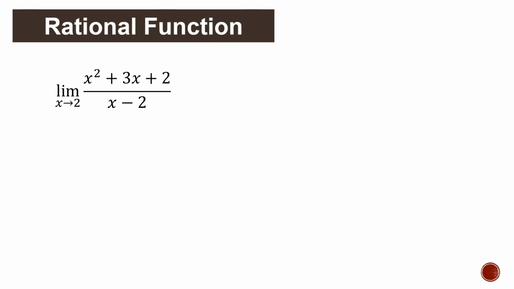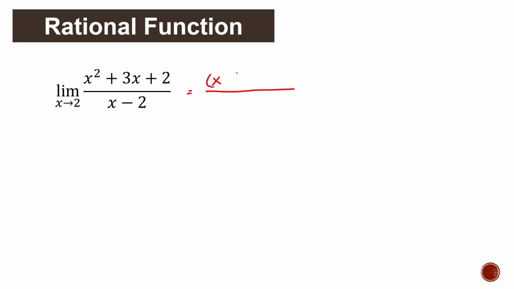Next example, here we have a rational function. So for the rational function, we cannot just directly substitute the value of c to x, because if we do that, in most cases, you're going to have an incorrect answer. So to avoid that, what we need to do is to factorize everything first and see if you can cancel out something. So here, what we will do is we will factorize the numerator.